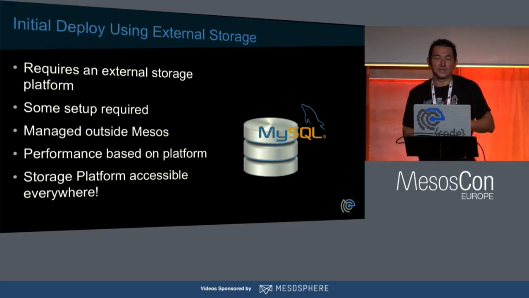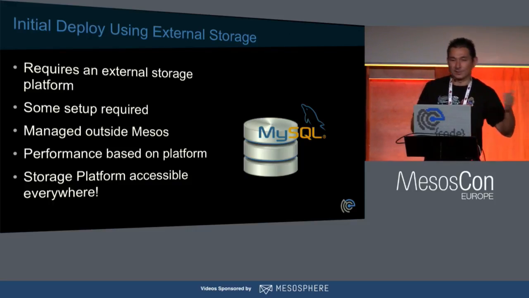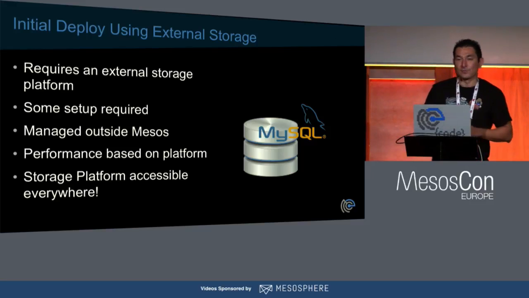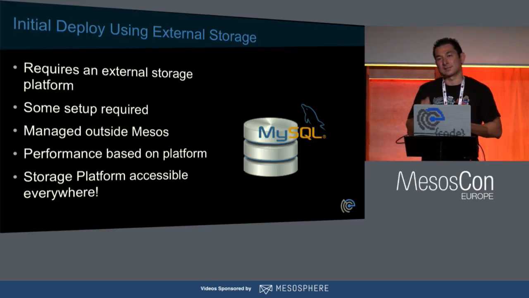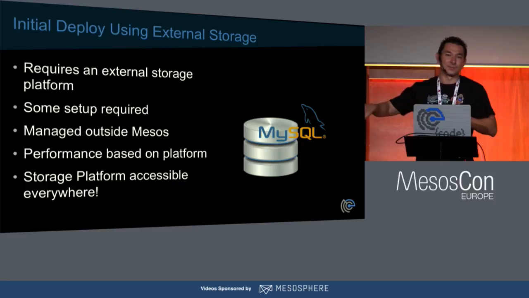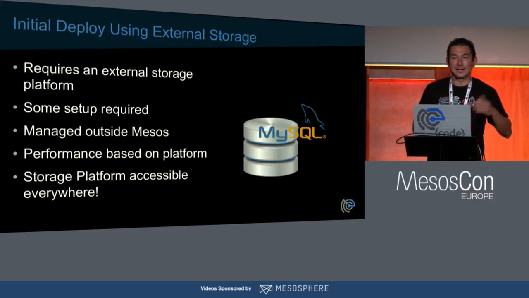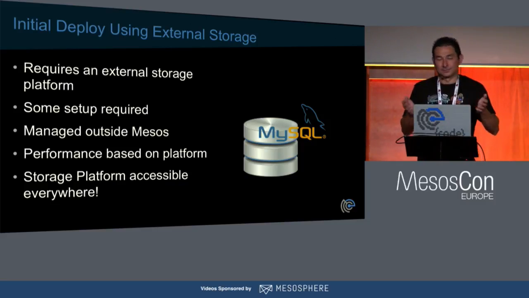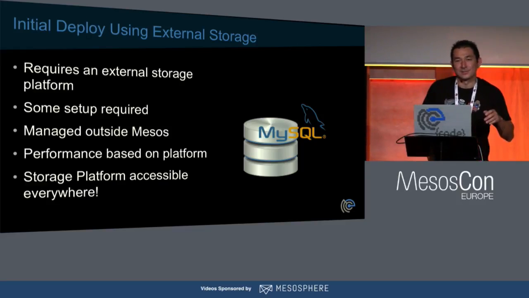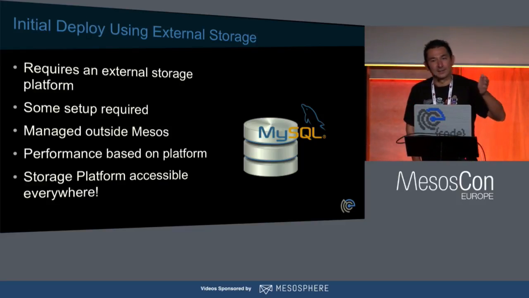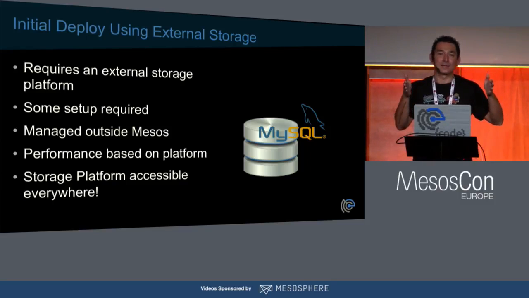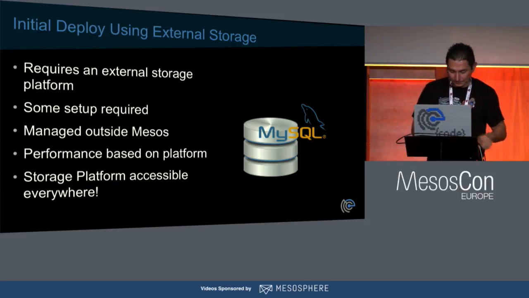And just like rotating disk or local attached disk, whether it's rotating disk or SSDs, the performance is based on that platform, and the same is true for external storage. Traditionally, if you're in AWS and using EBS, there's a 1 gig limit on throughput on EBS volumes, and you're basically stuck with that kind of performance characteristic.